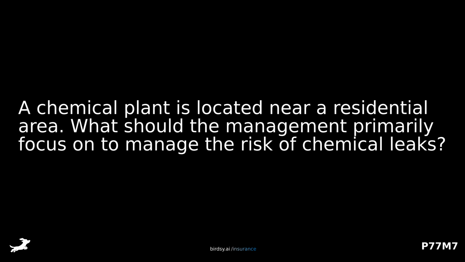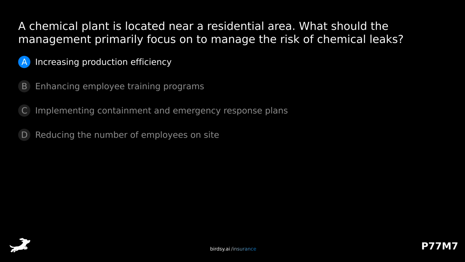A chemical plant is located near a residential area. What should the management primarily focus on to manage the risk of chemical leaks? Is it A, increasing production efficiency, B, enhancing employee training programs, C, implementing containment and emergency response plans, or D, reducing the number of employees on site?